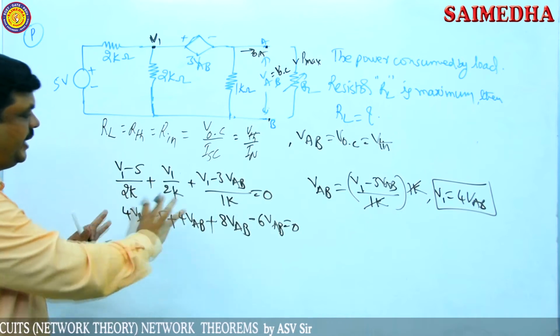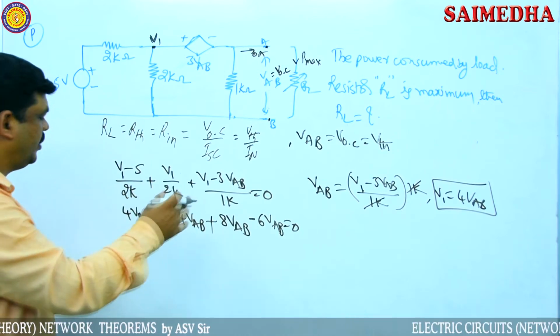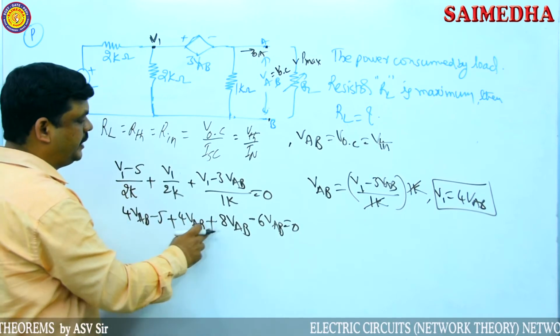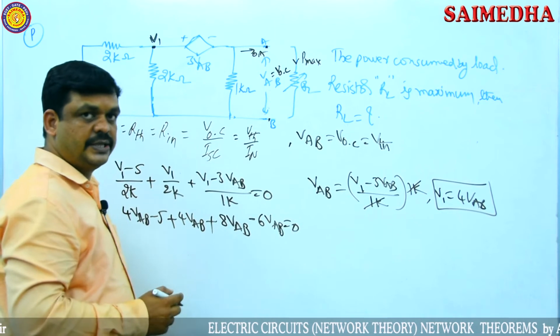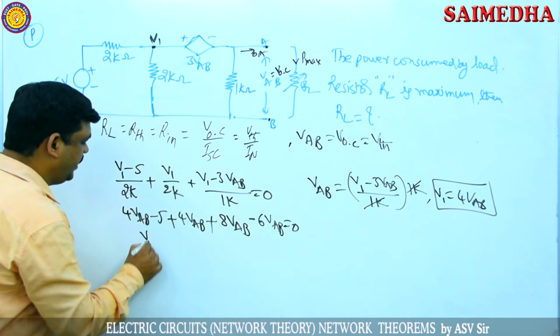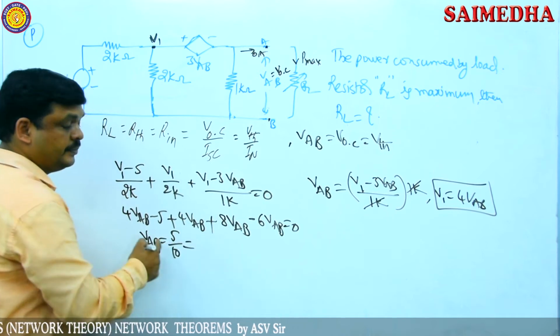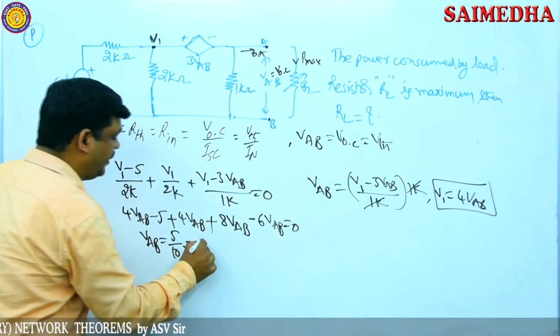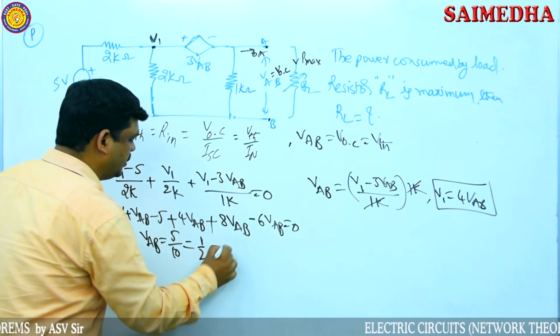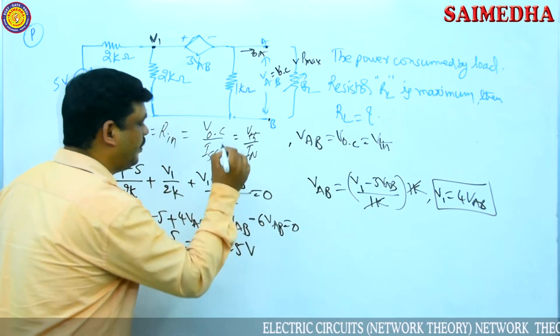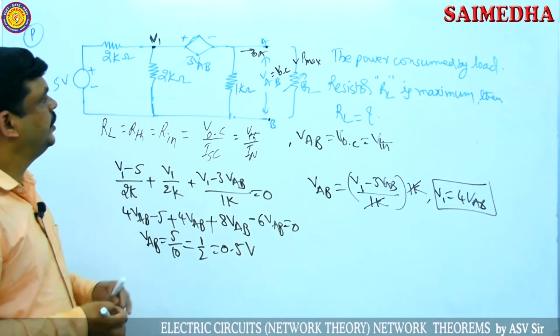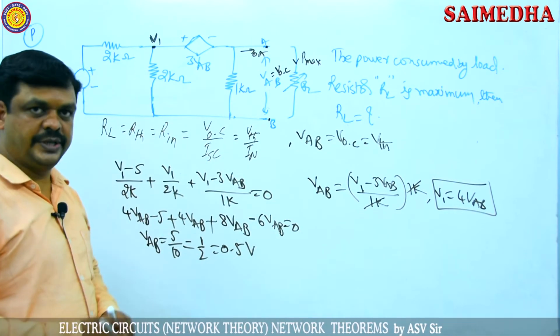Finally, the complete equation is in terms of VAB, then find out VAB. Here 4, 4, 8, 16, 16 minus 6, 10 VAB. So VAB is equal to 5 by 10, and 5 by 10 is 1 by 2. This is equal to 0.5 volts. So finally we got VAB as 0.5 volts here.